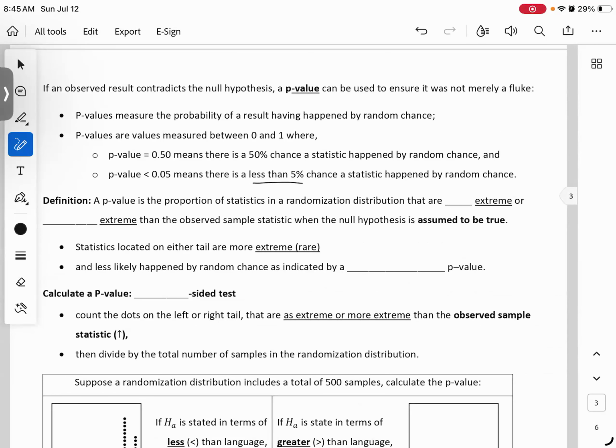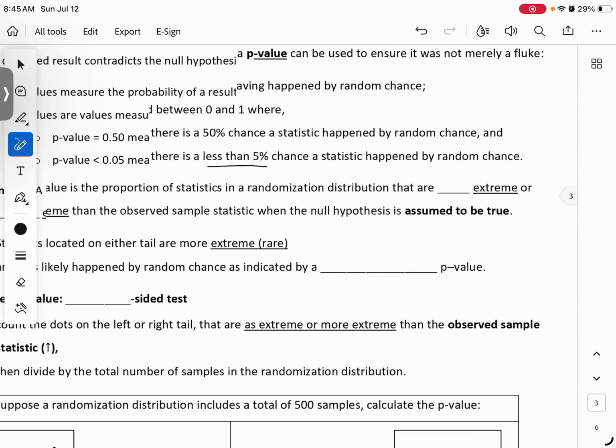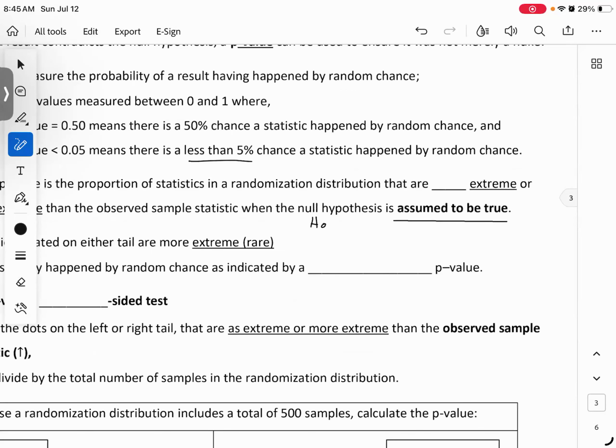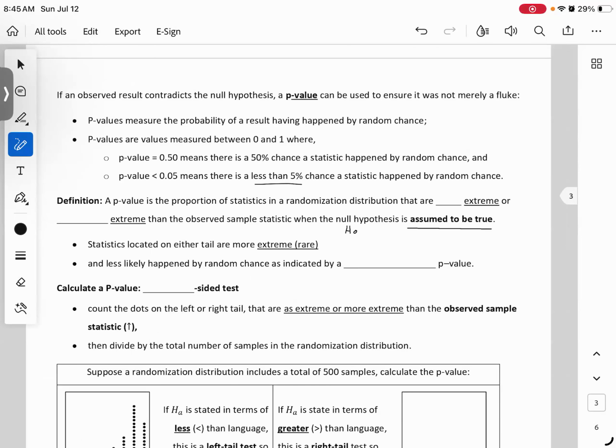Now, there's the definition for the p-value. It's going to help us with a couple of things. One, get the idea of how to calculate a p-value, but also it reminds us of the way the argument is happening. Again, the p-value happens when we're assuming that the null hypothesis is true. Not saying that it is actually true, but suppose it is true. Okay, let's try to find a way to argue against it. The p-value is the proportion of statistics in a randomization distribution that are as extreme or more extreme. And you'll see what that means in just a moment. Okay.